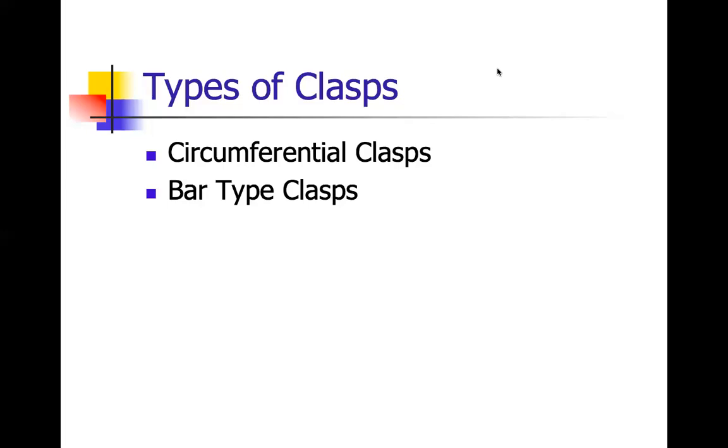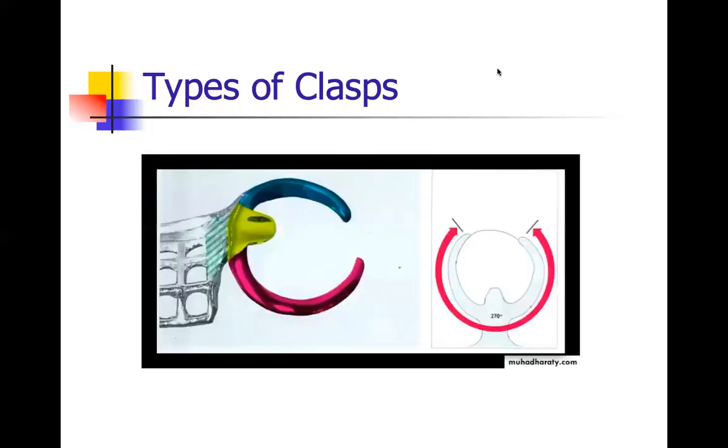In this lecture, I will be explaining to you the different types of circumferential clasps. A circumferential clasp assembly should consist of 4 component parts: retentive and non-retentive arm, 1 or more minor connectors, and the rest.